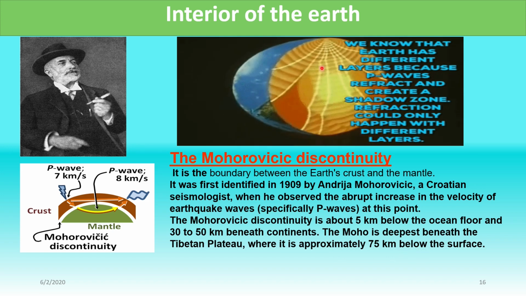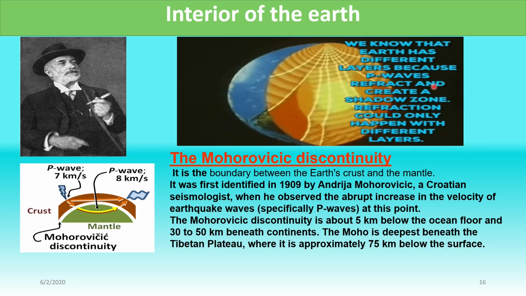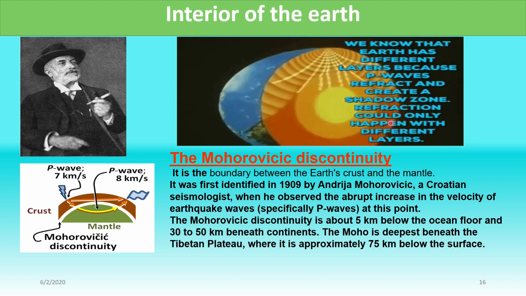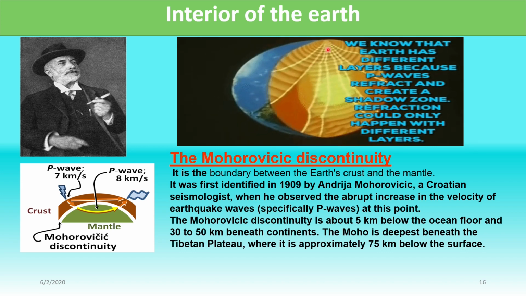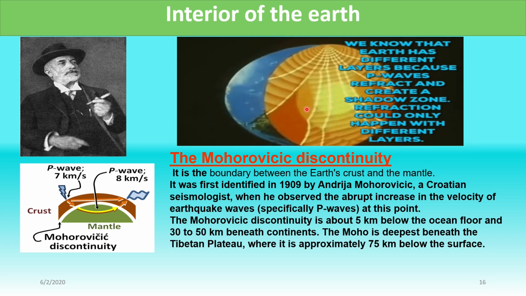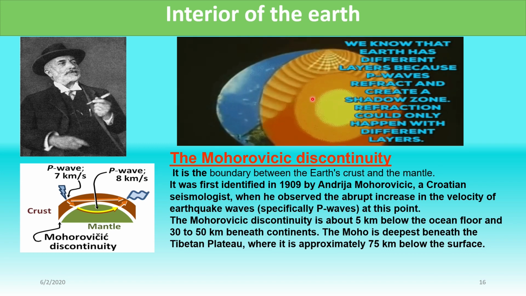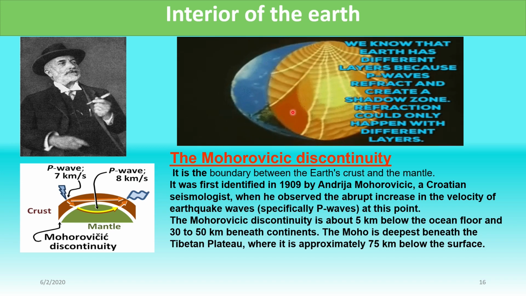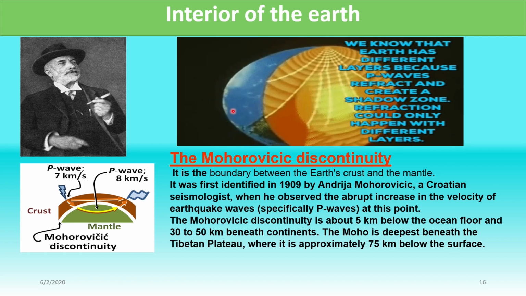We know that Earth has different layers because P waves refract and create a shadow zone. Refraction could only happen with different layers. Here P waves are passing directly, but when they pass into different spheres or layers of the earth, their speed decreases or increases accordingly, and we get the shadow zone of the P waves.